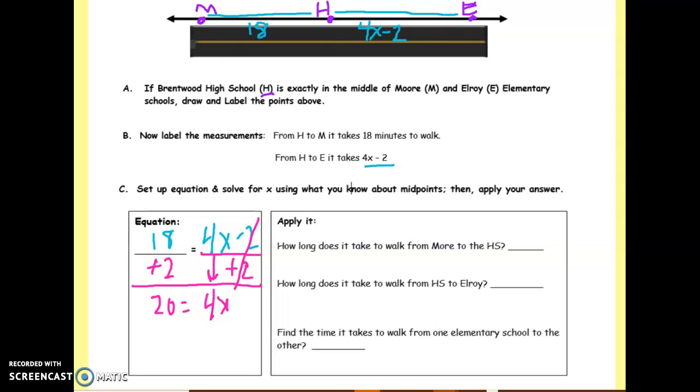Now again, my goal is still to get x by itself. You should notice the operation of multiplying between 4 and x. So the opposite operation, you would divide. And we end up with the answer, x is equal to 5.